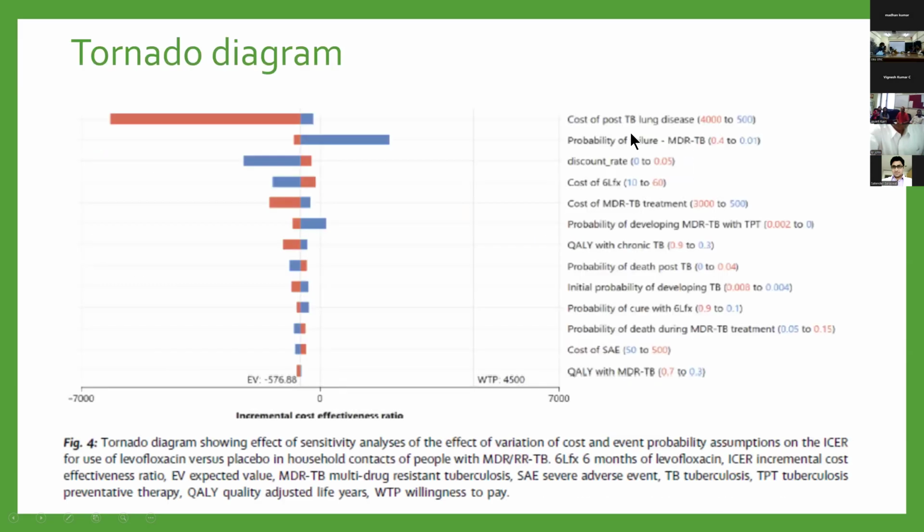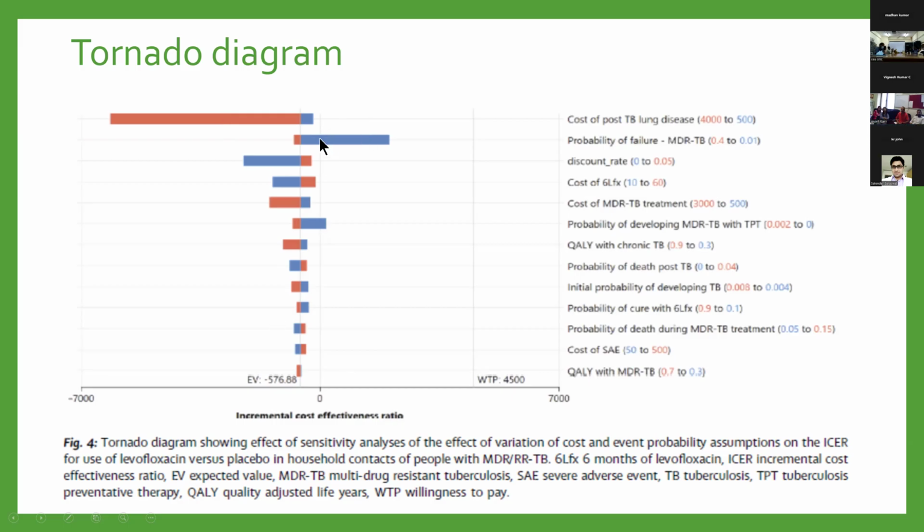Coming to our study, this is that tornado diagram. This is the incremental cost effectiveness ratio. This is 0. This is what they got, minus 573. This is the willingness to pay threshold for them. If you look at the things which most likely affected it, the red they have put as negative and blue as positive things.